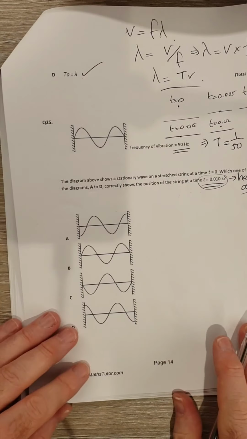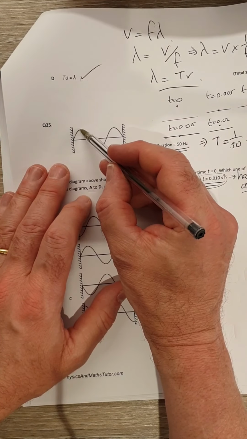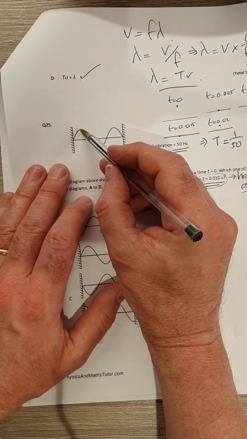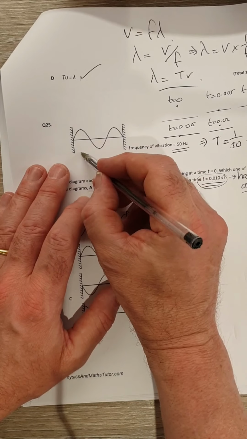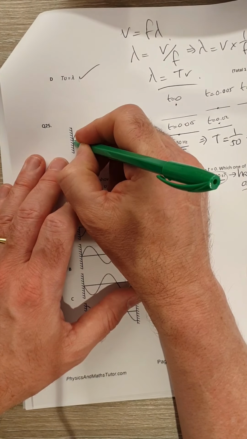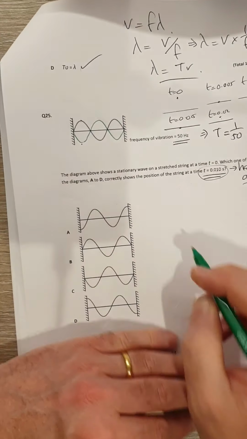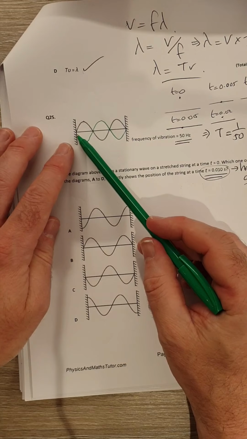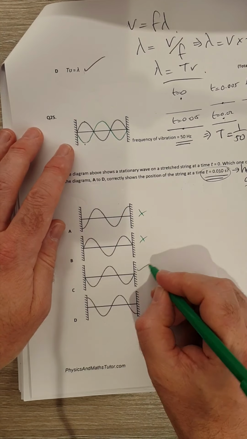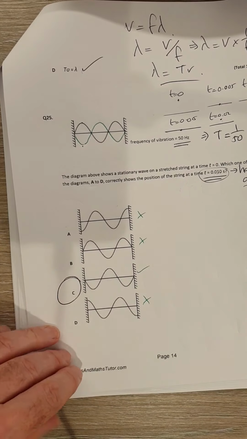So which one of these is going to be? Well, what that's saying is that any points that were at the maximum positive displacement, or the positive amplitude, will end up being at the negative, and vice versa. So I'm just going to sketch what that's going to look like. So I believe this is going to look like this, and I'm going to try and match this now to one of the pictures. Not that one, not that one. Yes, that one, not that one. So my answer is C.